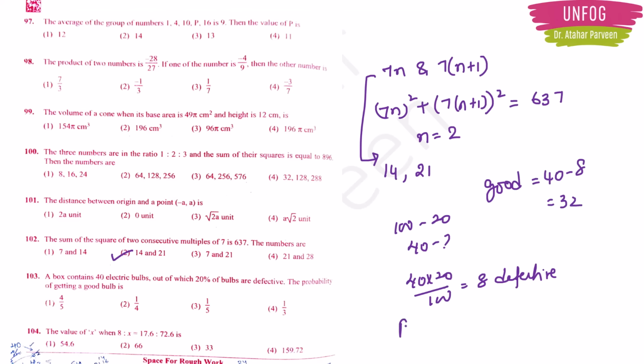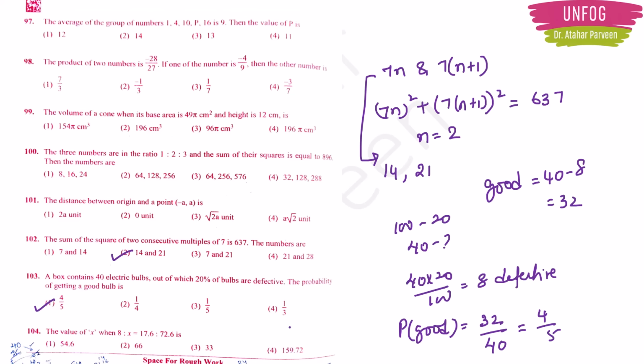Now to find the probability of good ones, you should do favorable outcomes by total outcomes. Favorable is 32, total will be 40. So this will give us 4 by 5. Option 1 will be the correct answer here.